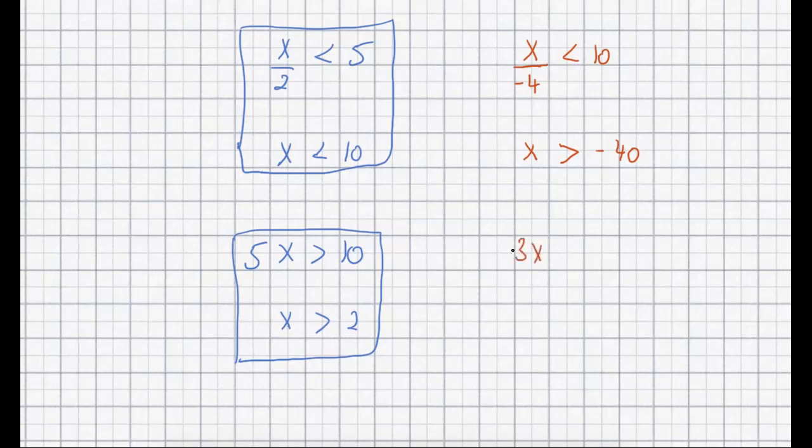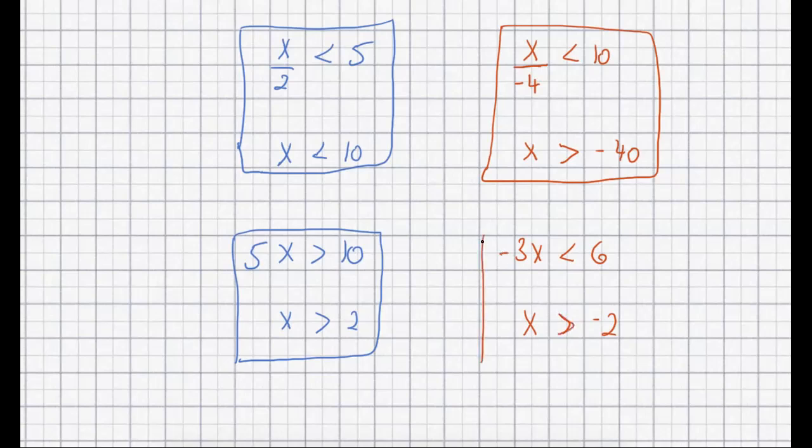But now, let's say you had minus 3x smaller than 6. What did you do? Divide by minus 3 and then flip the sign. Yeah, so the answer is? X is greater than minus 2. Almost. Not greater, minus 2 is smaller, because we flip the sign.